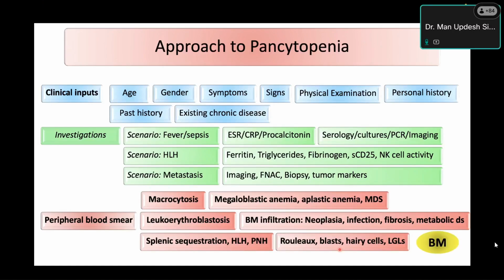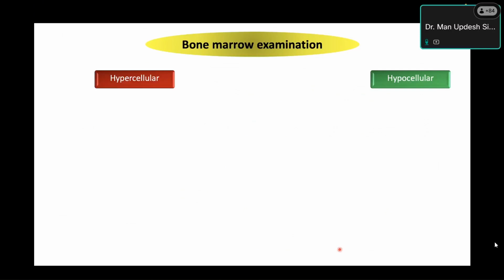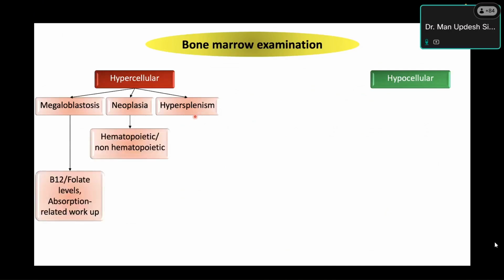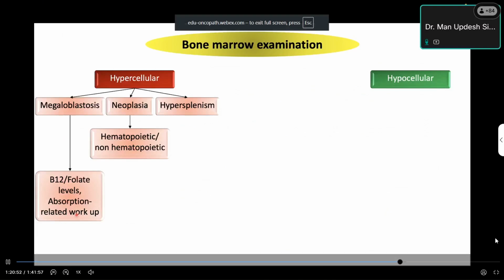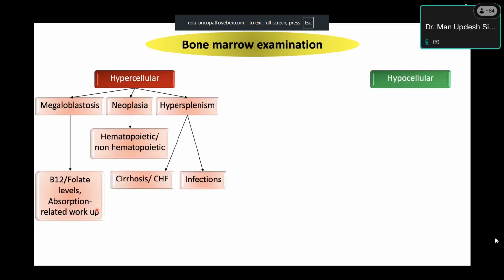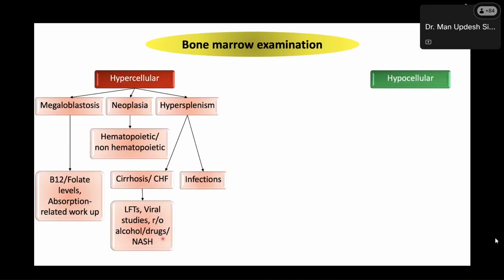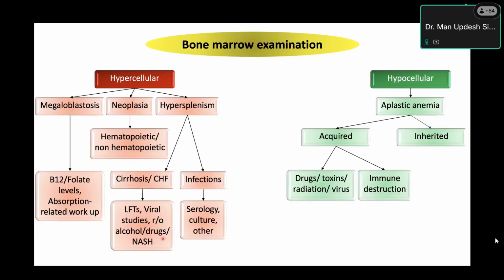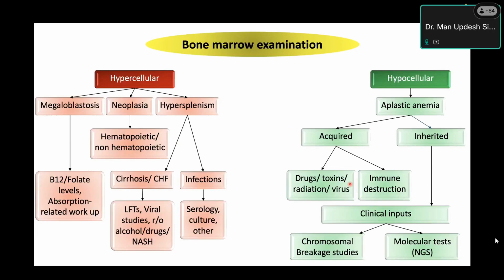When you go ahead for bone marrow in this condition, you can have a hypocellular or hypercellular marrow. In hypercellularity, of course, megaloblastosis, some infiltrations, hypersplenism. I leave neoplasia for now. You go ahead with B12 and folate levels and other things. You go ahead for causes of hypersplenism. For hypocellularity, aplastic anemia, of course, acquired or inherited. Look into the causes. For inherited, you need some clinical inputs. You need to do these tests, chromosomal breakage studies. NGS presently has probably become quite necessary for correct diagnosis of inherited bone marrow failure.